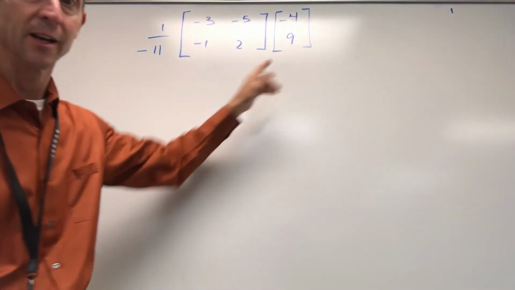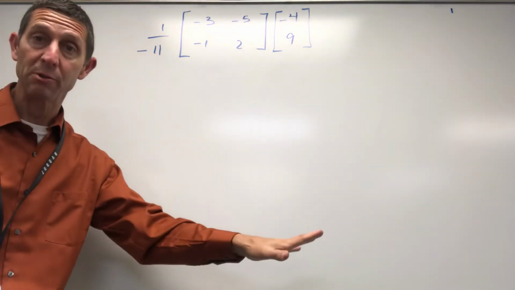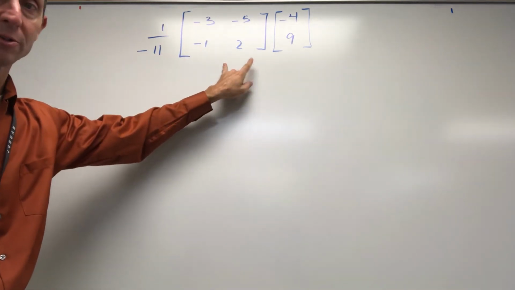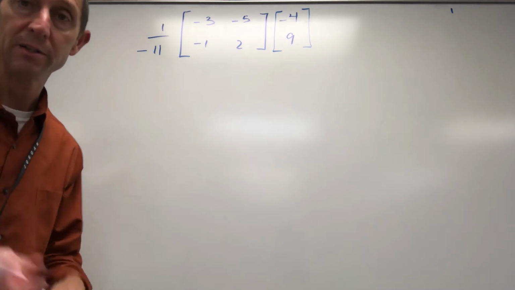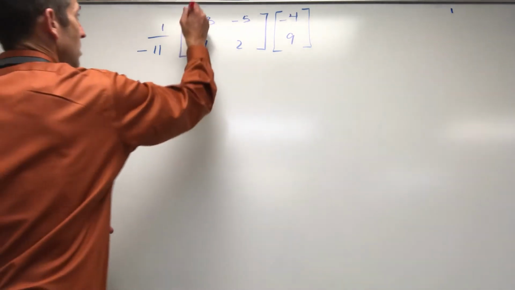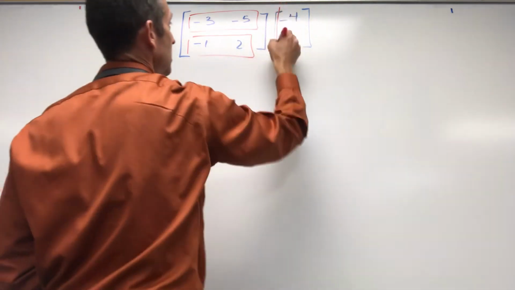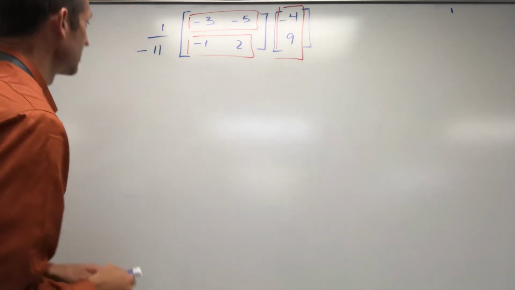Multiply matrices. The killer, though, is this fraction out here. So we're not going to mess with him until the end. Don't worry about him. We're going to multiply these first, and at the end, we'll deal with that nasty fraction. Multiply matrices, we know how this works. It's always the rows of the first one taking on the column of the second one. Let's get it. Here we go.